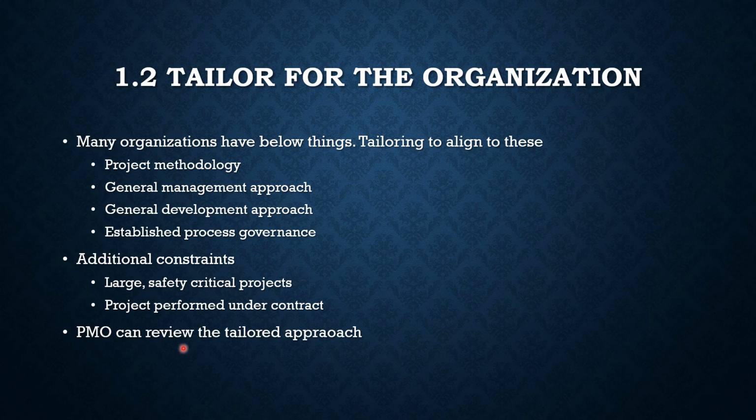And there may be an establishment like a PMO, a project management office or program management office, or in an agile method we call it a value delivery office. The PMO or VDO can review the tailored approach. Finally, the alignment of the project, the suitability, and the tailoring need to be approved by the PMO or VDO as per the organization's processes.